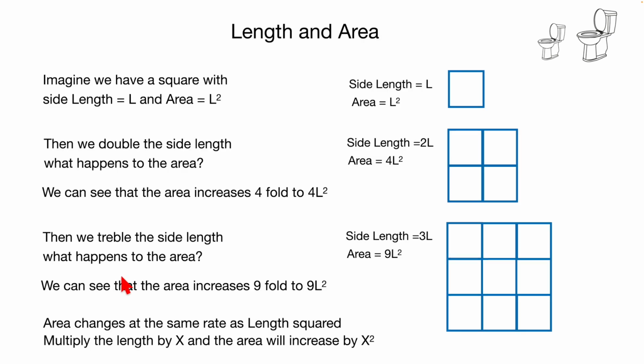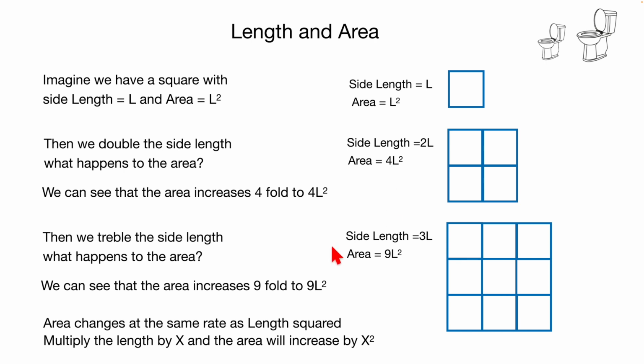So let's start off just looking at a simple length and area example. We have a square with length L and area L squared. Now if we double the length, so the side length becomes 2L, then the area becomes 4L squared, because as you can see the length is now 2L, but we have 4 squares. Each one has an area of L squared, so it's 4L squared. So doubling the length increases the area by 4.